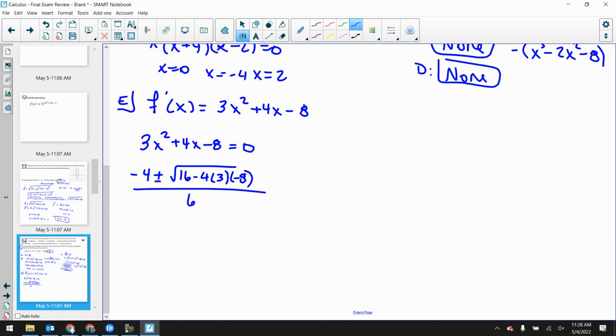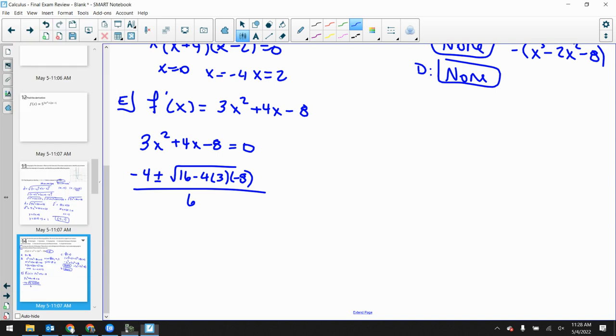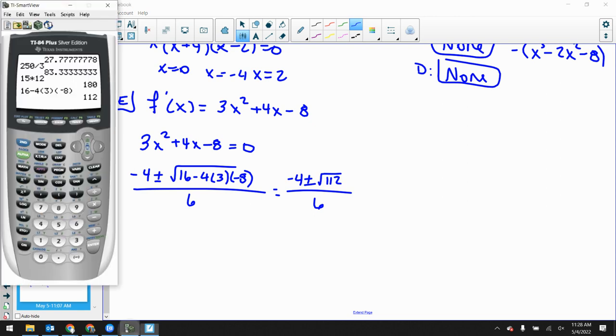Okay, let's go on the inside. We have 16 minus 4 times 3 times negative 8, which gets me 112. Negative 4 plus or minus the square root of 112, all over 6. And good thing we didn't try to factor because the square root of 112 is not a nice one. The only time it would be factorable is when the square root comes out as a nice rational number.